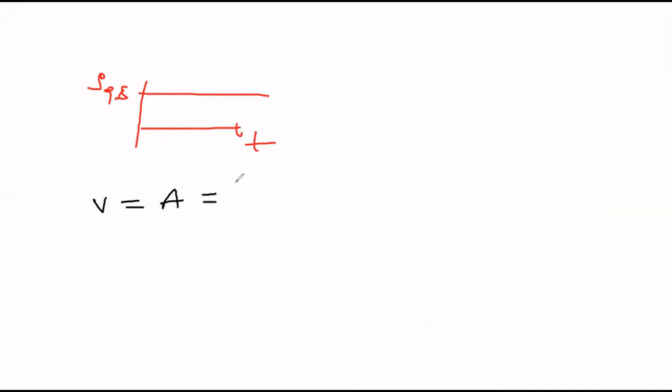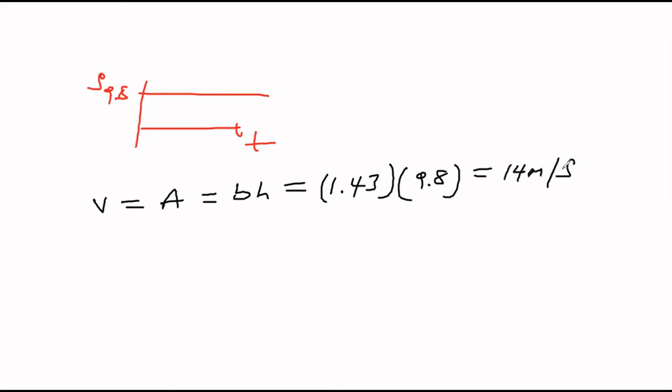The area under this graph is a rectangle. It is the base times height, or base times length. The base is time, which is 1.43. And the height, of course, is 9.8. Okay, let's calculate 1.43 times 9.8. How much is it? It is 14. So 14 meters per second. So we've proven that using the acceleration time graph, we can get the final velocity, which is 14 meters per second. Let's go back to our notes.